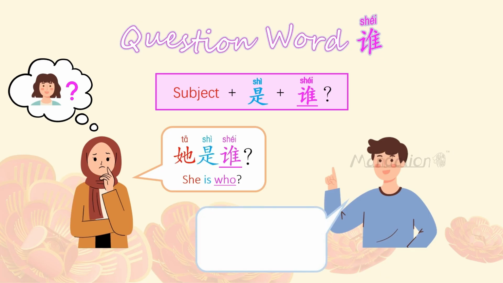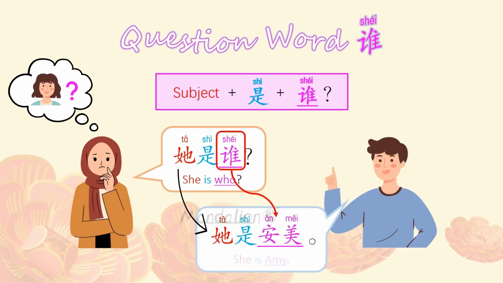To reply, use the same sentence structure as the question. Start with the subject. In this case, the subject remains as 她 or she because they are talking about someone else. This is followed with 是, and then the question word 谁 is replaced with the answer. Because it is a who question, the answer should be a person's name or title.